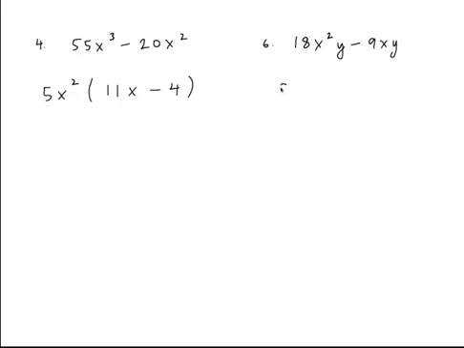18 and 9 have a 9 in common. X squared y, x and y will have an x in common. That's your smallest power on the x, and a y in common. 9 goes into 18 2 times. When an x is taken from an x squared, you drop down to an x. The y's cancel nicely. 9 goes into negative 9, negative 1 times, and the x and the y cancel.